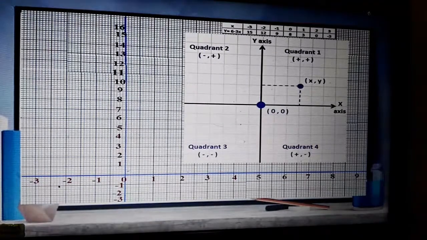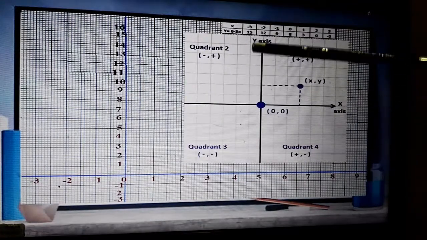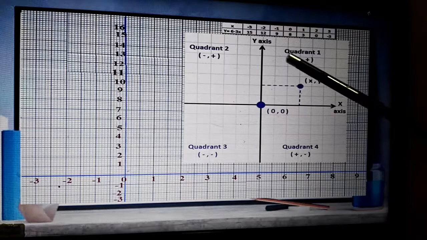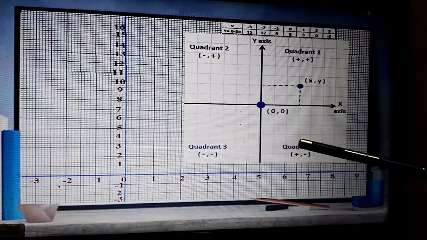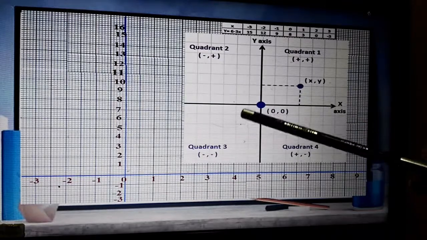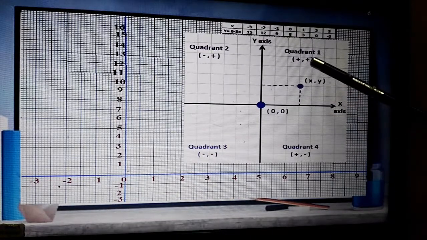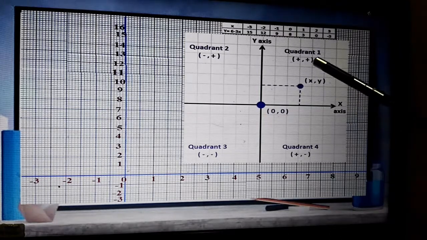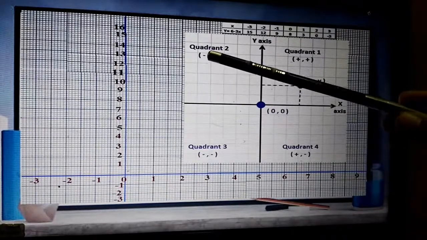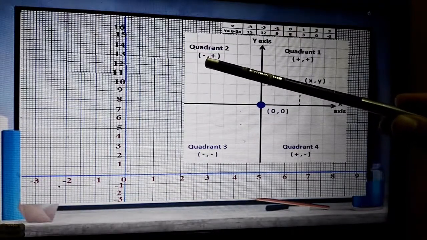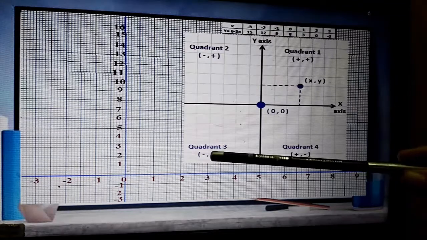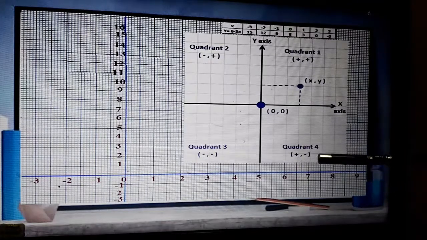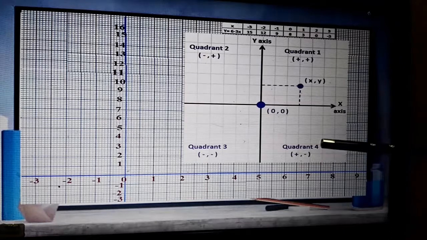Here you can see that if we look at the Cartesian plane, there are 4 quadrants: quadrant 1, quadrant 2, quadrant 3 and quadrant 4. So the whole Cartesian plane is divided into 4 quadrants. In the first quadrant, both x and y are positive. In the second quadrant, the value of x is negative and the value of y is positive. In quadrant 3, both x and y values are negative, and in quadrant 4, x is positive and y is negative.